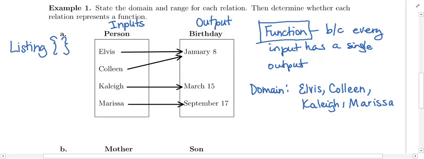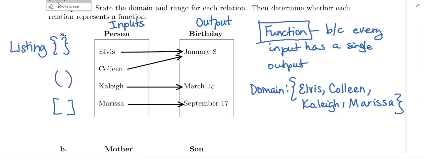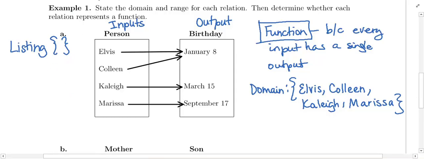So here, we write down the people's names, we separate them with commas, and we enclose the list in curly braces. You don't want to use parentheses or brackets. That means something else. You do not use that for listing. Okay, we'll talk about parentheses and brackets later in this class.